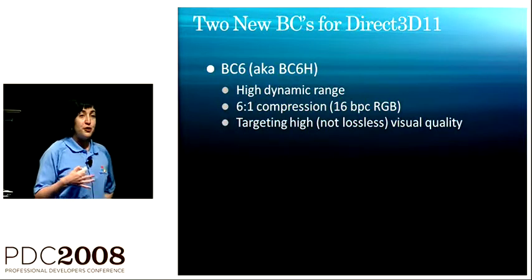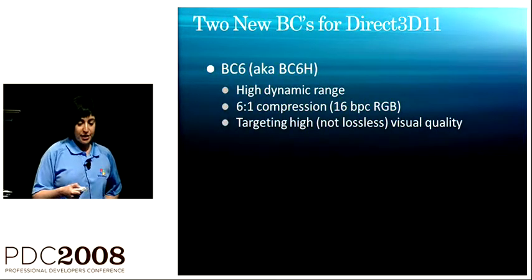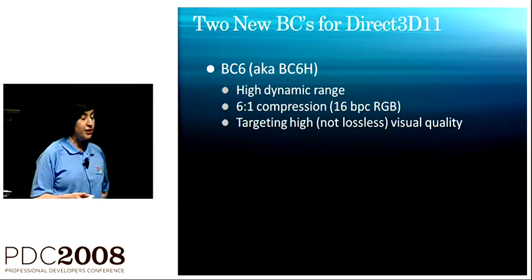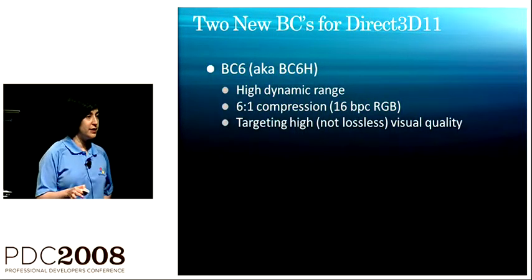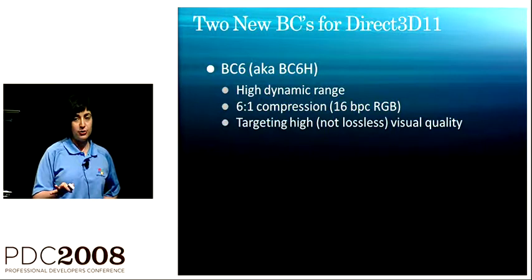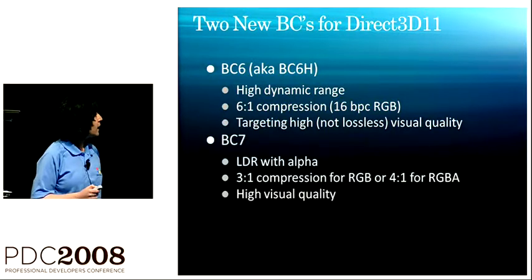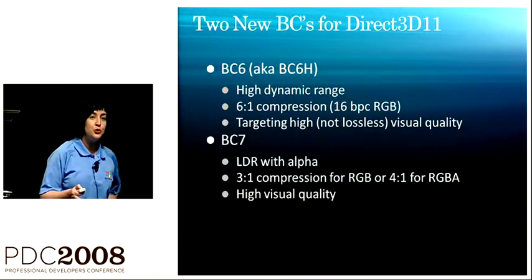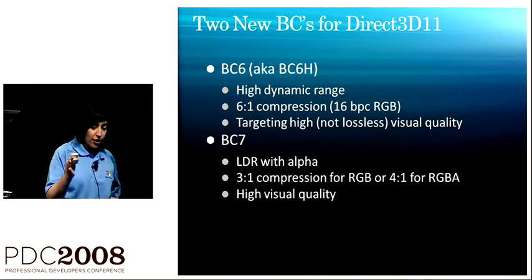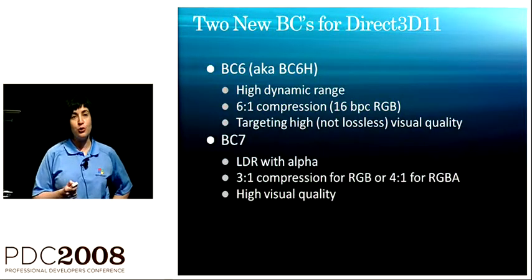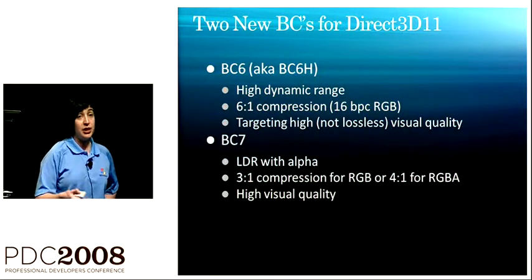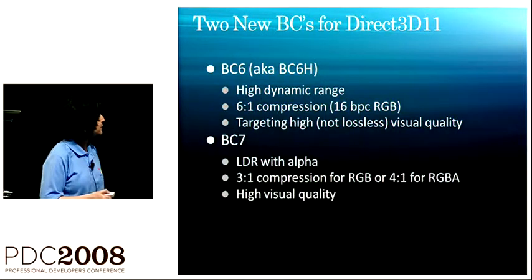Sometimes it's also referred to as BC6H because it's the HDR, or high dynamic range, compressed format. It offers fixed 6:1 compression, going from 16 bits per channel. It's targeting high but not lossless visual quality. None of the BCs are lossless. BC7 is the new improved standard dynamic range rendering format. It also supports alpha, so you're going to get 3:1 compression for RGB or 4:1 for RGBA, and this is targeting improved visual quality.